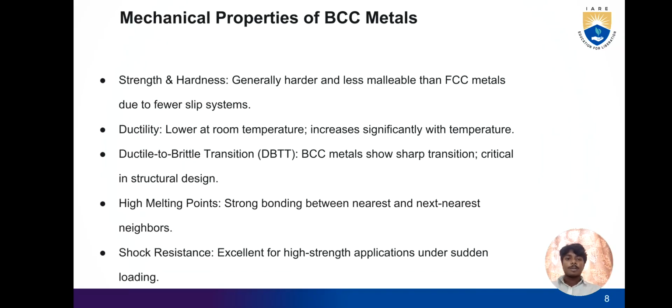Mechanical properties of BCC metals. Strength and hardness: generally harder and less malleable than FCC metals due to fewer slip systems. Conductivity is lower at low temperature and increases significantly with temperature. Ductile to brittle transition: BCC metals show a sharp transition, critical in structural design. High melting points due to strong bonding between nearest and next nearest neighbors. Shock resistance: excellent for high strength applications under sudden loading.